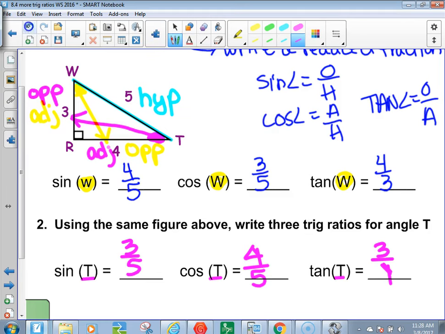Sorry, I want to be able to write that clearly. Okay, you see how the tangent of W and the tangent of T are reciprocals? The cosine of W is equal to the sine of T, and the sine of W equals the cosine of T. Just flopped around. So you have to have them in the right order.